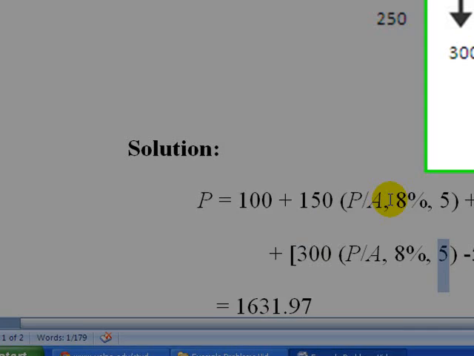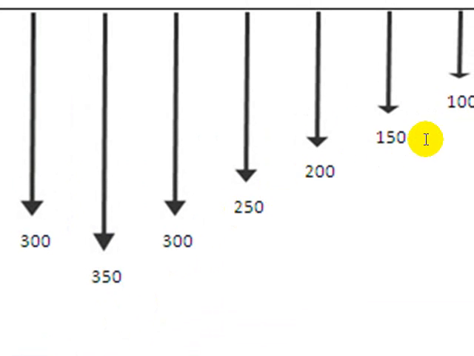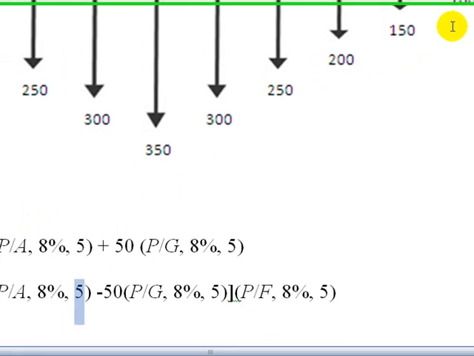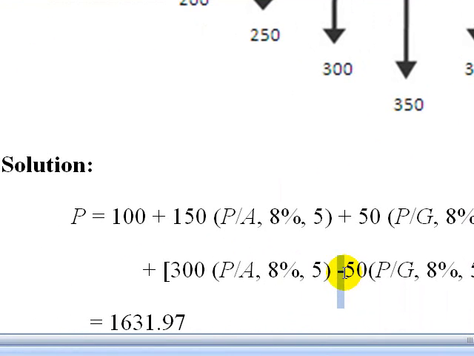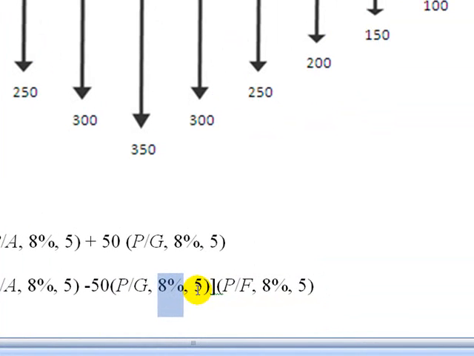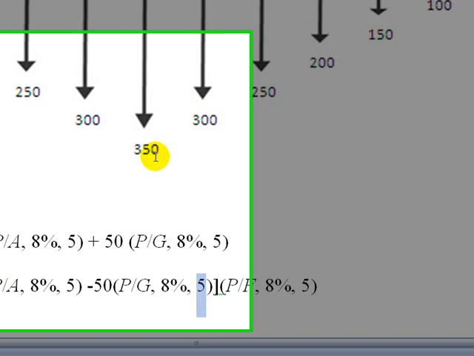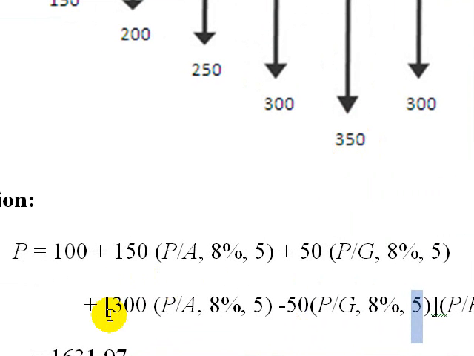But 300 is not really outgoing each year. We have a gradient of 50 that is reducing, so we subtract the gradient from that amount. So minus 50 is a Z value. That's a uniform gradient amount, right? So P given Z factor we need. Interest rate doesn't change, and N is 5 because we are bringing the cash flow back to year 5, right? So that sounds good, right?